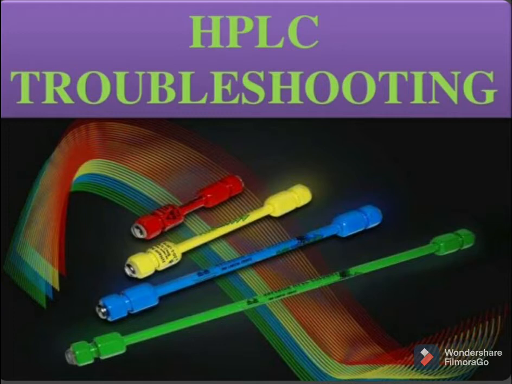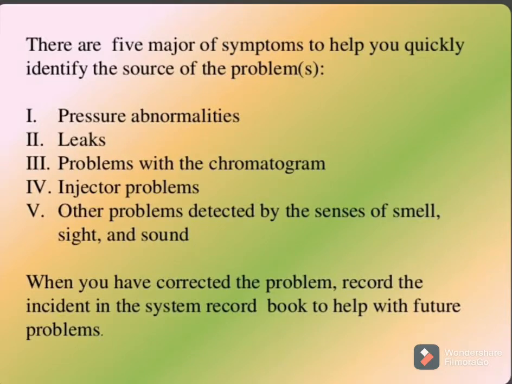In this video, we have covered 5 important troubleshooting topics that help when we are operating an HPLC system. First is pressure abnormalities, second is leak, third is problems with chromatogram, fourth is injector problem, fifth is other problems detected by the sense of smell, sight and sound. When you have corrected the problem, record the incident in the system record book to help with future problems. You can also write these problems down to remember them, and it will help you when you are operating the HPLC system.